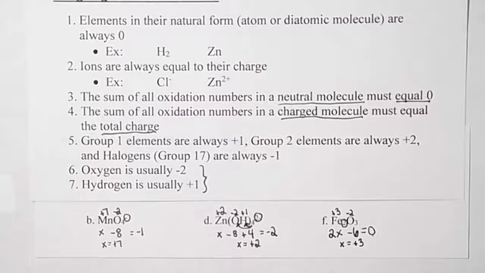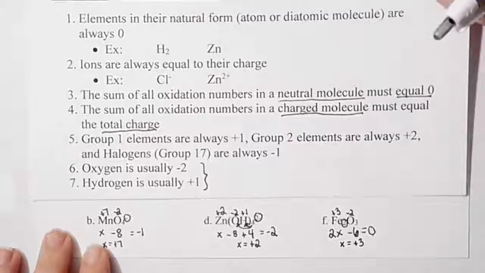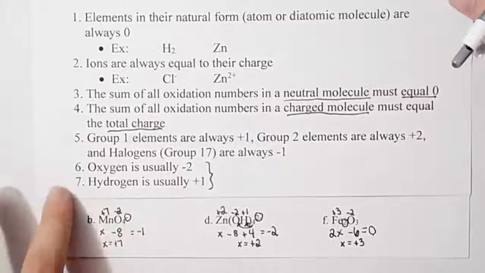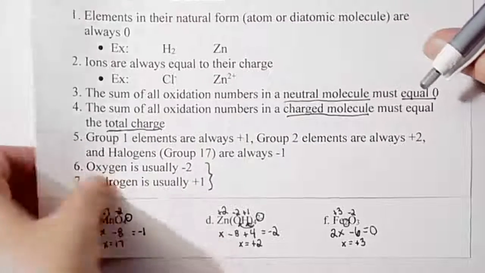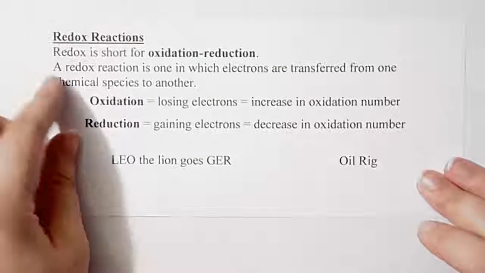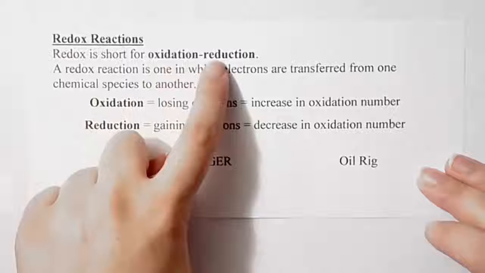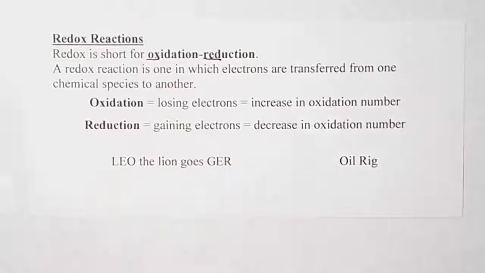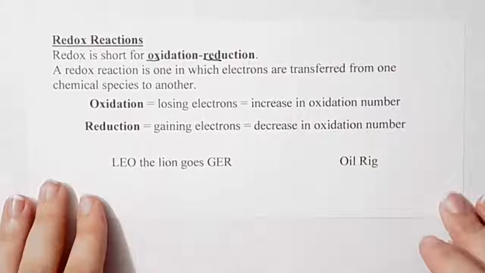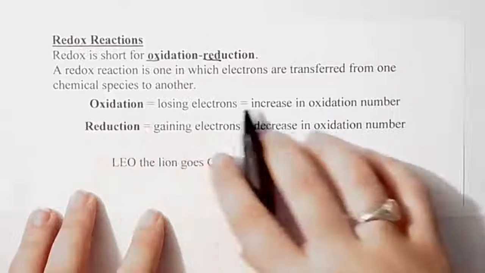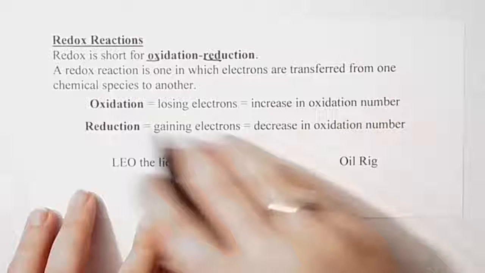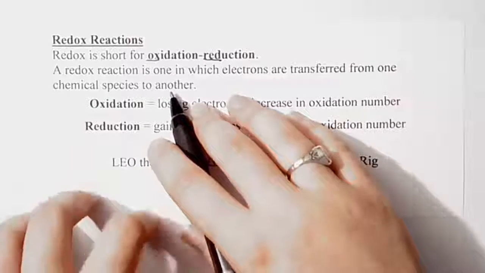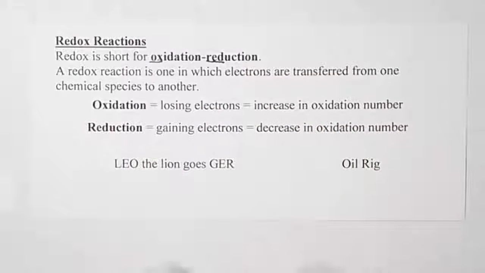Right, so hopefully that clears up some questions on assigning oxidation numbers. This is going to be pretty important for the next part, where we talk about redox reactions. So redox is short for oxidation reduction. So you get the redox, right? I don't know why it's switched, but we call it redox reactions. So a redox reaction is one in which electrons are transferred from one chemical species to another. Right, so my electrons are going from one element to a different element.